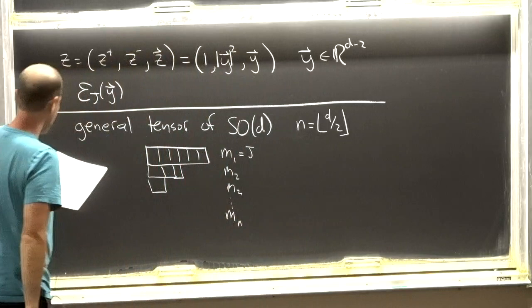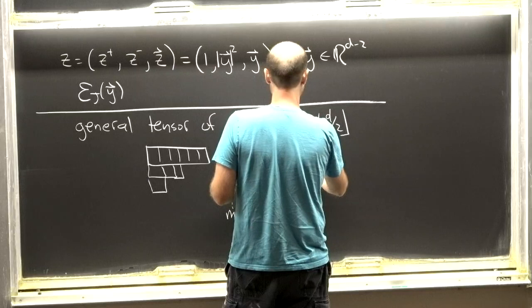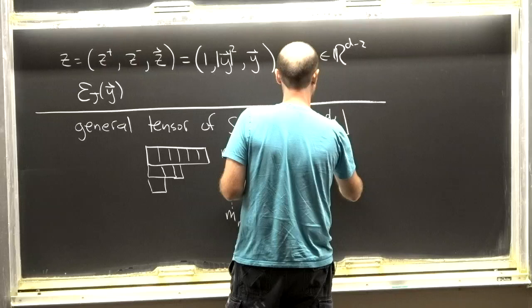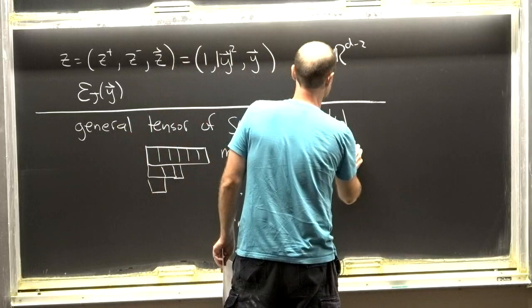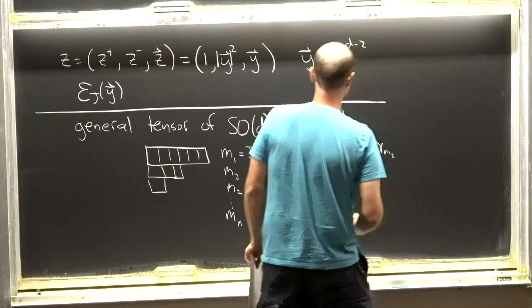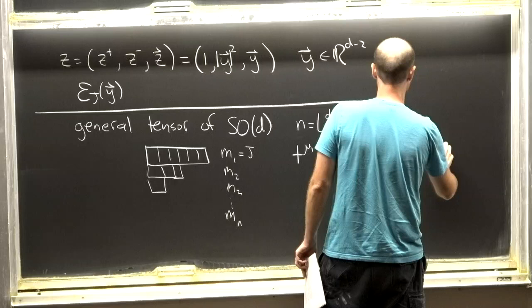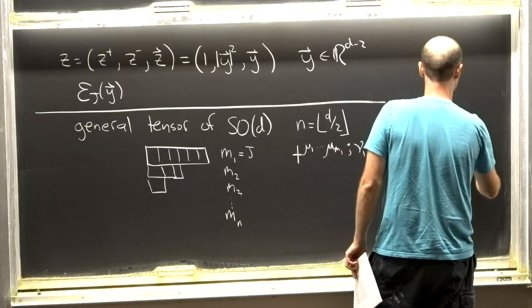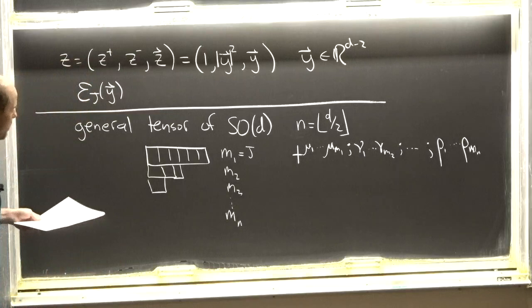And a tensor in this representation has groups of indices corresponding to each row, which are symmetric. So it'll be T with indices mu_1 through mu_m1. And it will be symmetric in those indices. Then there'll be another group of indices, nu_1 through nu_m2, corresponding to the second row. It'll be symmetric in those indices, and so on, up to the last row. Okay, so this is what the tensor looks like.